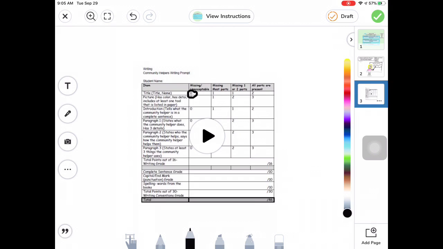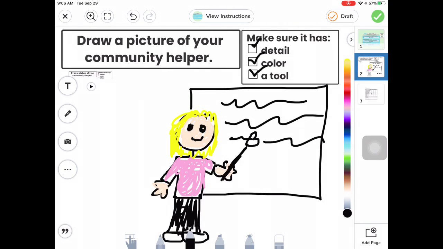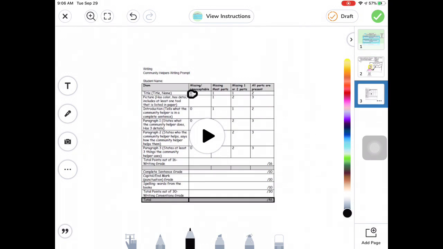Then I have my picture. Picture has color and detail and includes at least one tool that is listed in the paper. So let's go back and look at my picture. Yep, I have detail, I have color, and I have one tool. So that's going to be a 3.